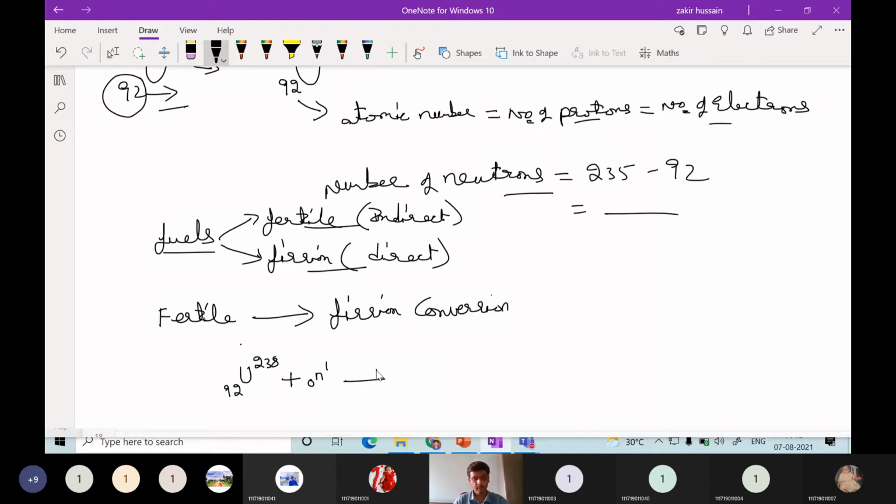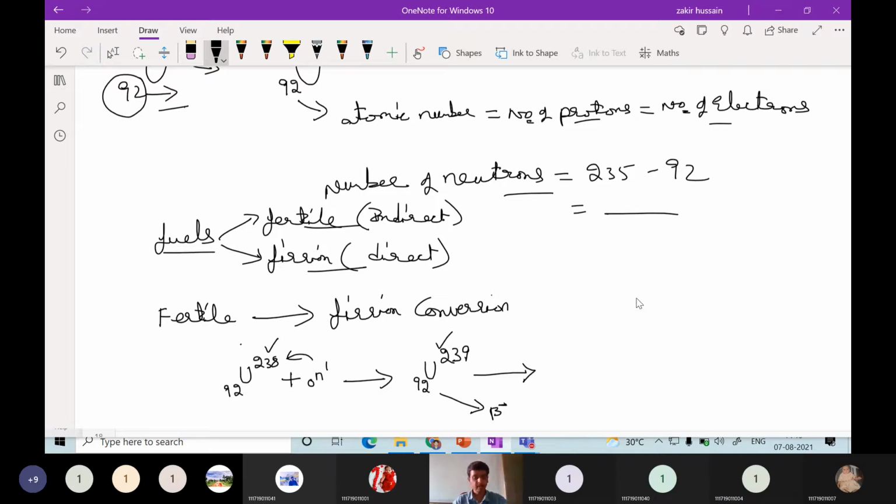Then this neutron will transform this uranium into another isotopic form, which is U-92. The atomic number will not change, but because we are supplying one neutron, there is an addition to the mass number, which becomes 239. Then it has to undergo another transformation process. In each step, whenever one isotopic form is converting to another, it releases one electron anti-neutrino. It means a very high energy electron is released here.